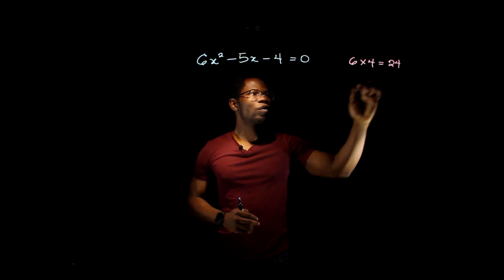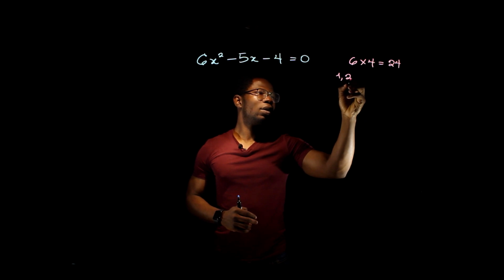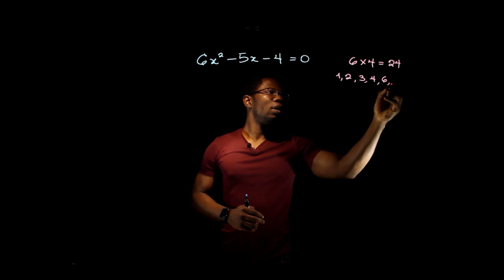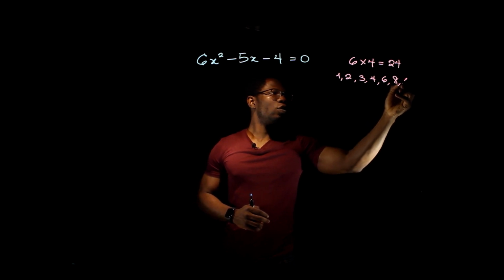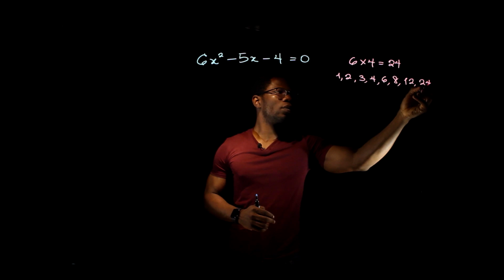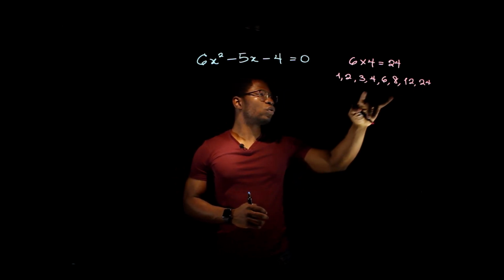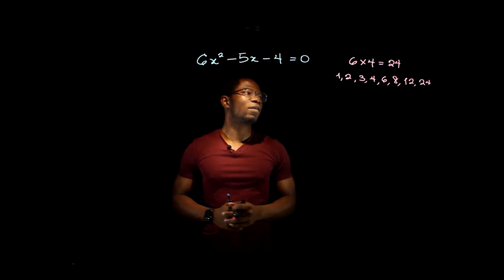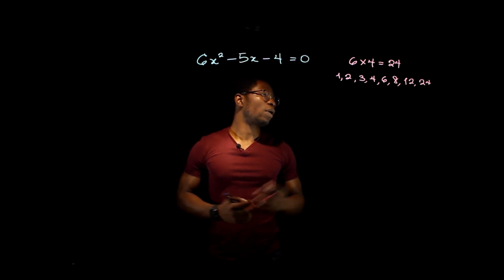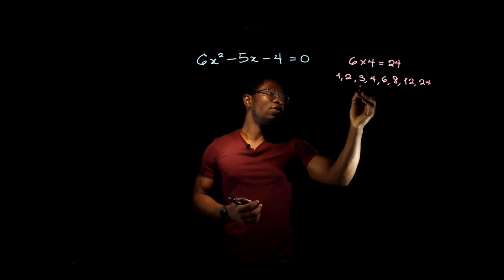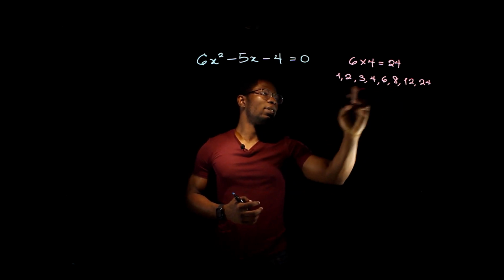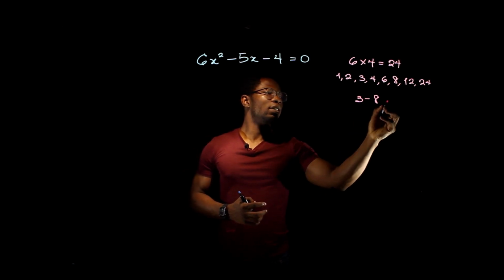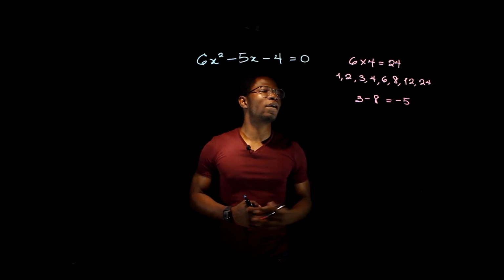Now we write out the factors of 24. In this case, it's a lot. 1, 2, 3, 4, 6, we have 8, we have 12, and then we have 24. So what two numbers do you think, if we add or subtract here, will be able to give us minus 5? Well, I think without wasting time, 8 and 3 would be our answer. 8 and 3. So if we have 3 minus 8, this would definitely result in minus 5.